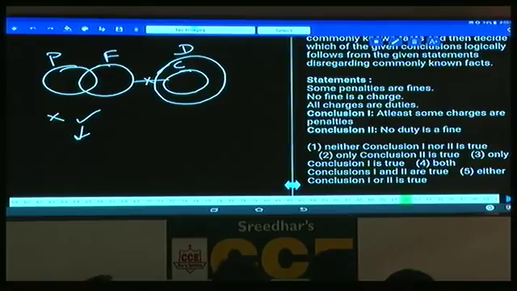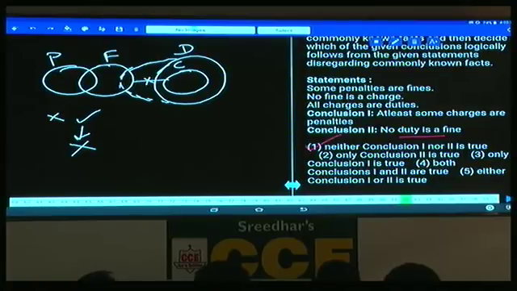Alternate diagram. What is the alternate diagram here? Some duties are fine. Now tell me whether I can represent my duty like this or not. Yes. Hence alternate diagram proven. Previous conclusion will be false. Hence neither one nor two, it is choice 1. Question number 92, it is choice 1.